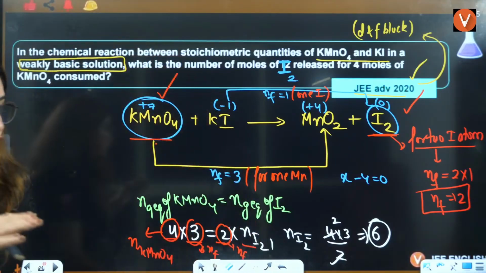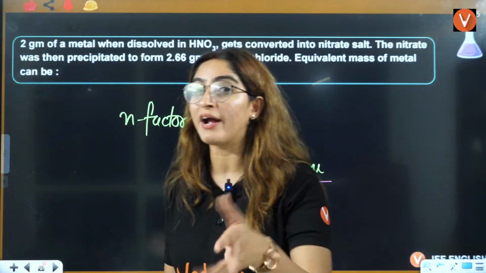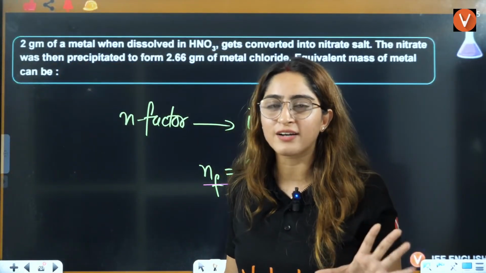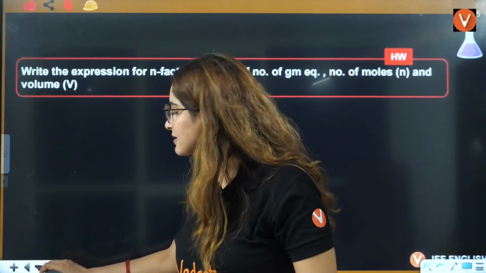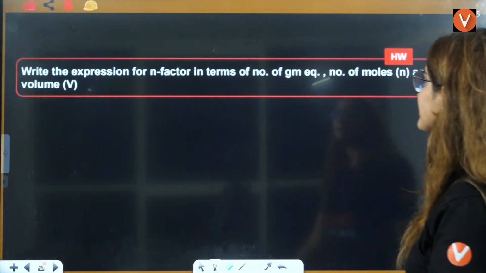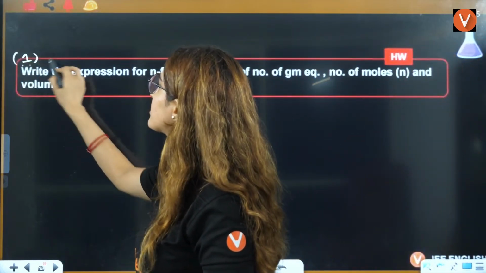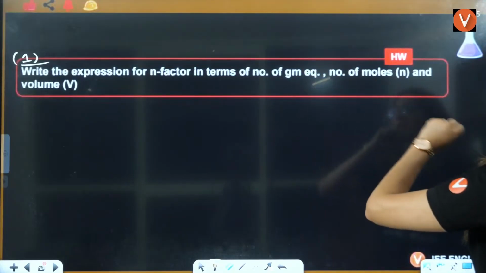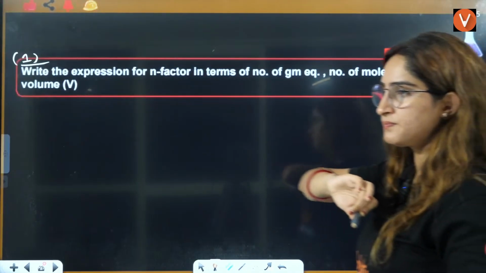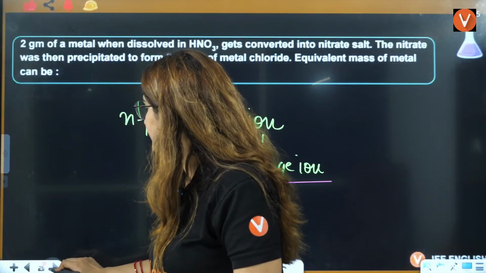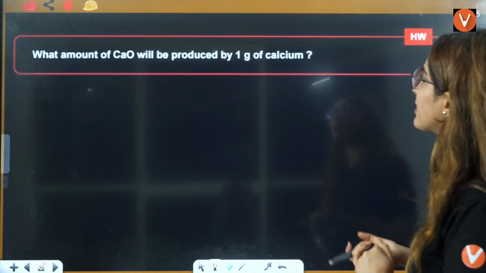Clear? So that was about law of chemical equivalence. I know you find it difficult just because of the n factor. Don't worry, we are going to do a separate lecture on n factor. That is in our syllabus and that is very, very important. So now let us see this question here. This is your first question. Write the expression of n factor in terms of gram equivalents, in terms of number of moles, in terms of volume. That is the first question for your homework. Then the second question is, what amount of CO will be produced by 1 gram of calcium?